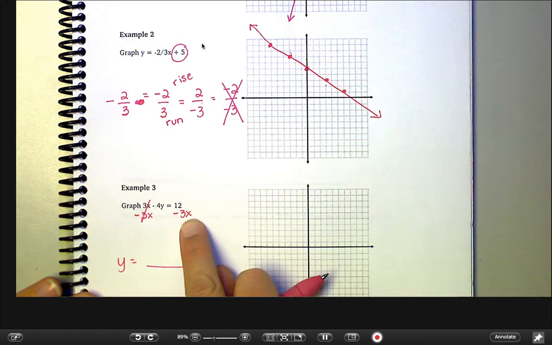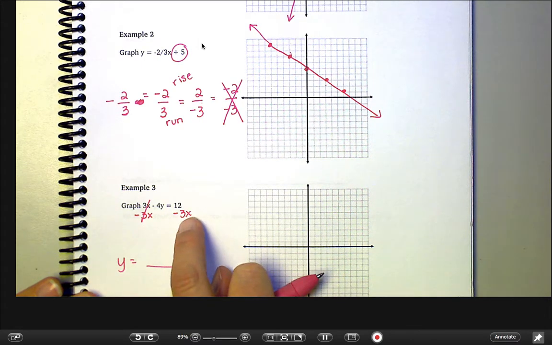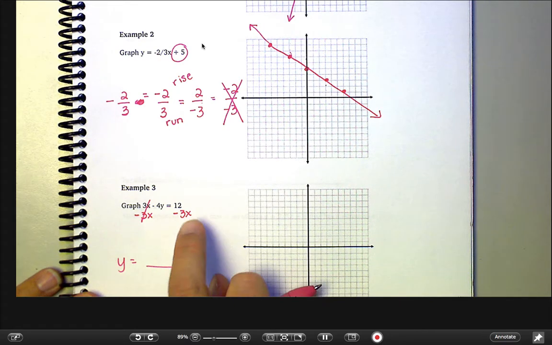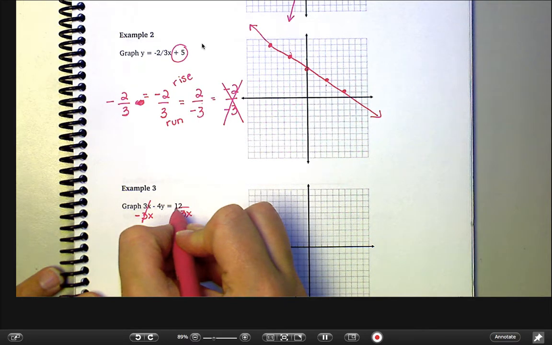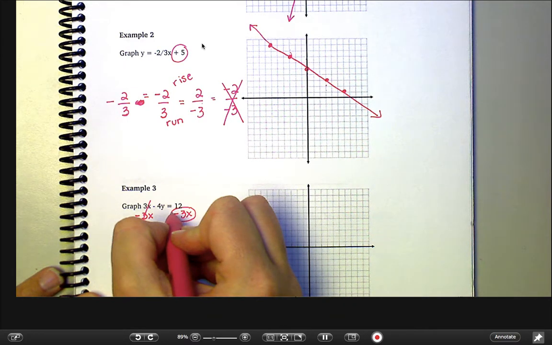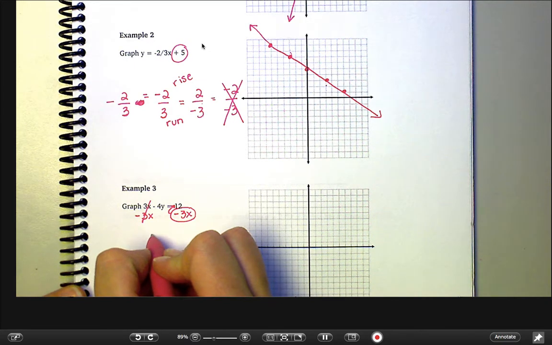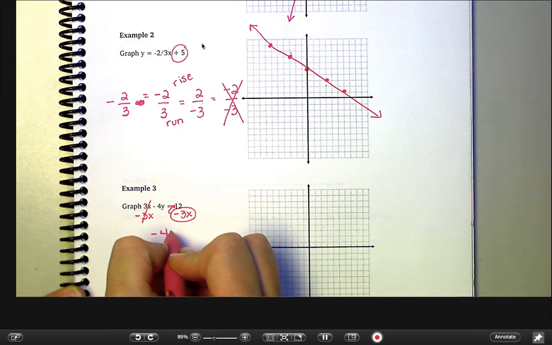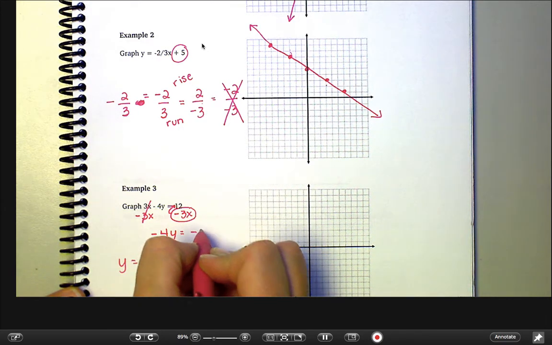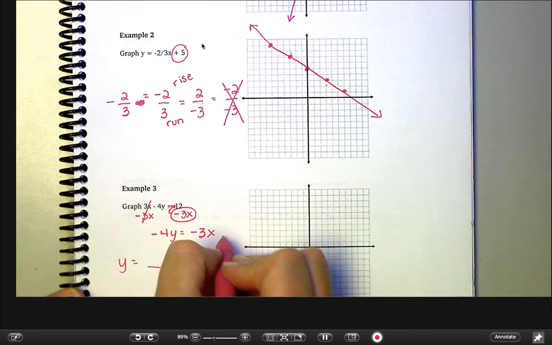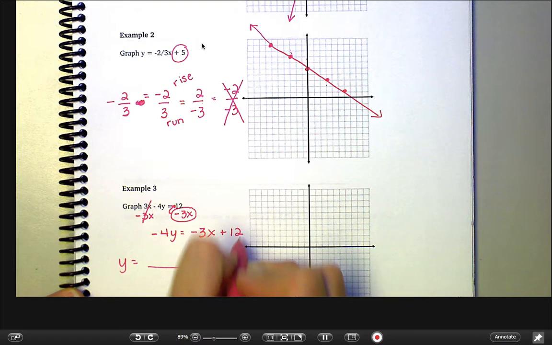Now over here on the right, when I say subtract 3x, we can't actually subtract 3x, right? I can't do 12 minus 3x because with an x, those aren't like terms, okay? I could just write it as 12 minus 3x, but because in slope-intercept form the x comes first, I'm actually going to take this negative 3x and kind of squeeze it in front of the 12. So here's what that's going to look like. Negative 4y equals negative 3x plus 12.